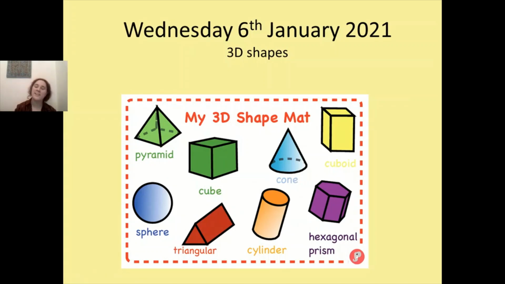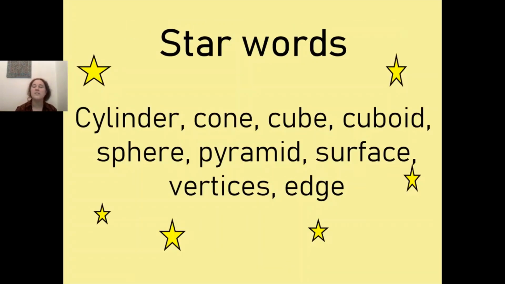Hello everyone, it's Miss Griffiths again, and today we're going to be going through our 3D shapes again and seeing if we can spot them in our own homes. So the words we're going to be using today are cylinder, cone, cube, cuboid, sphere, pyramid, surface, vertices and edge.